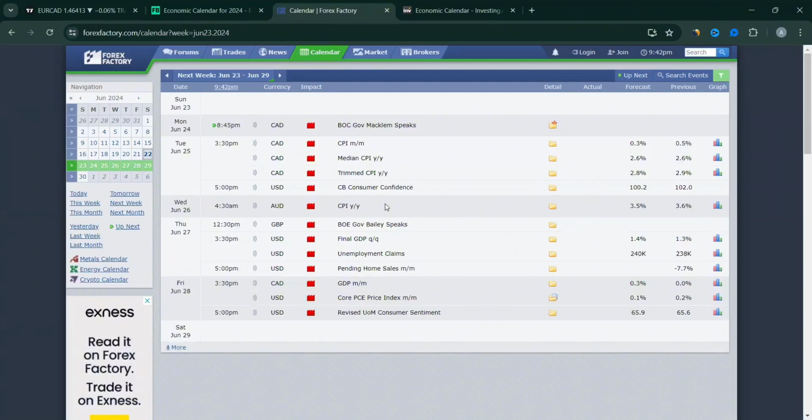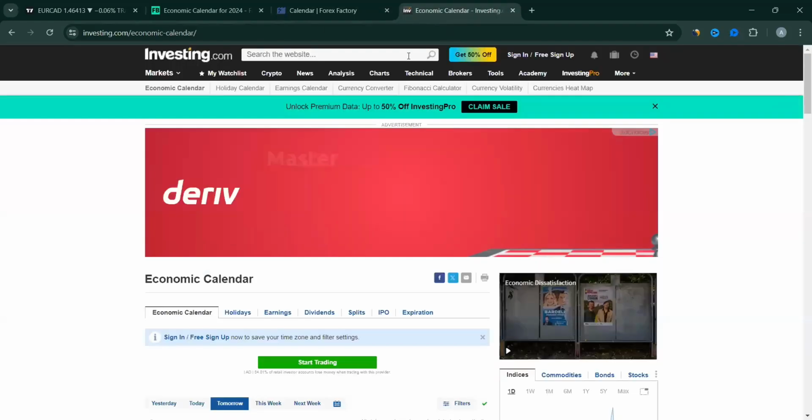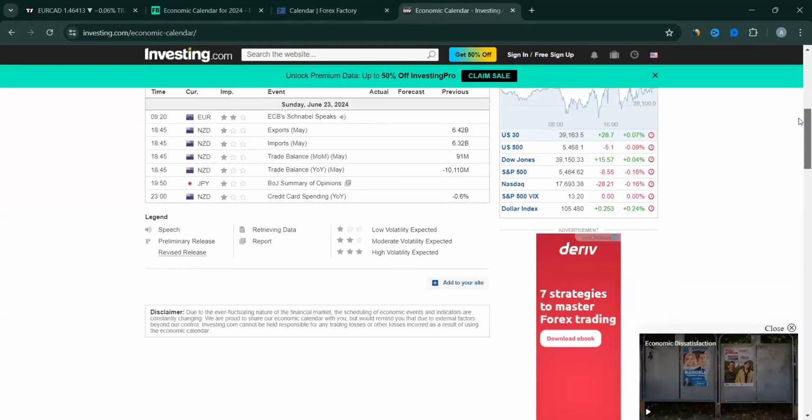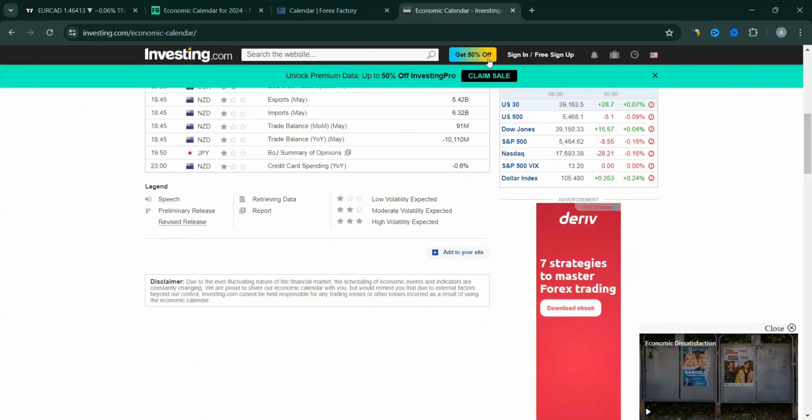Then secondly, you can also trade speeches, right? When you go to investing.com, which I like using, there are many platforms, which I'm going to come to in a few minutes. You can see investing.com categorizes for you.